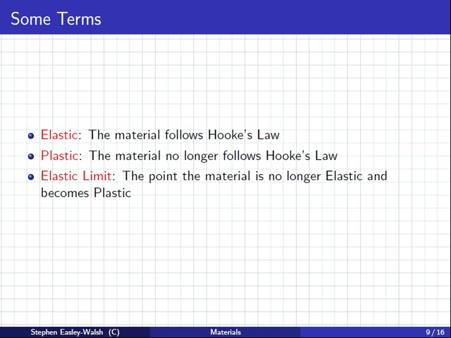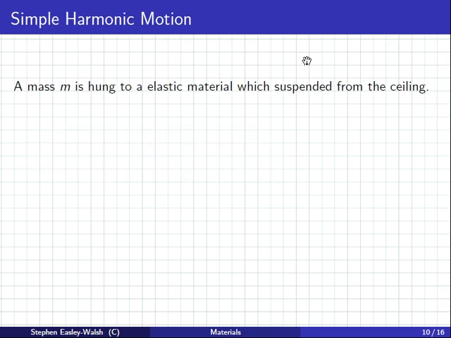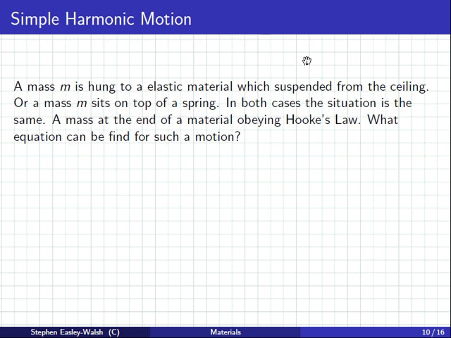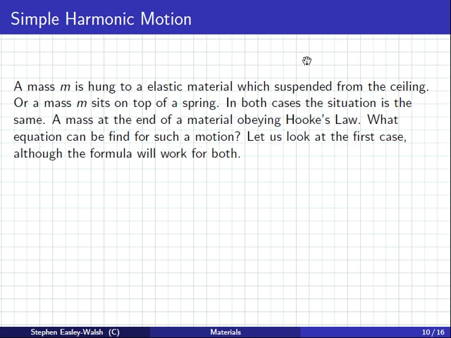Okay. Right. Now, a mass M is hung to an elastic material which is suspended from the ceiling, or maybe the mass sits on top of a spring. In both cases, the situation is the same. A mass at the end of a material that is obeying Hooke's law. So I want to look at the first case.